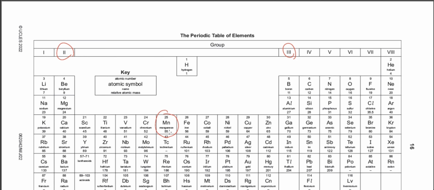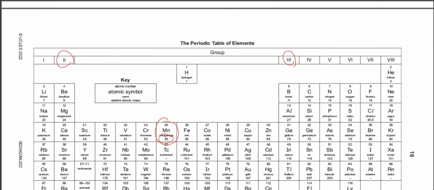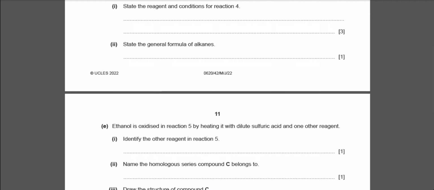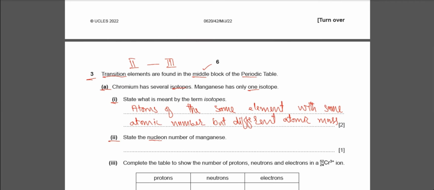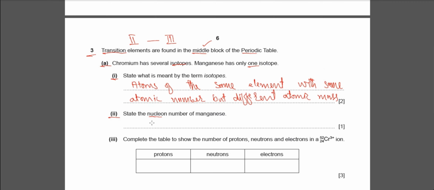So in this, what is the atomic mass? 55. What is the atomic mass? 55. So straightforward, go back and write down the answer as 55 here. So the nucleon number of manganese is 55.